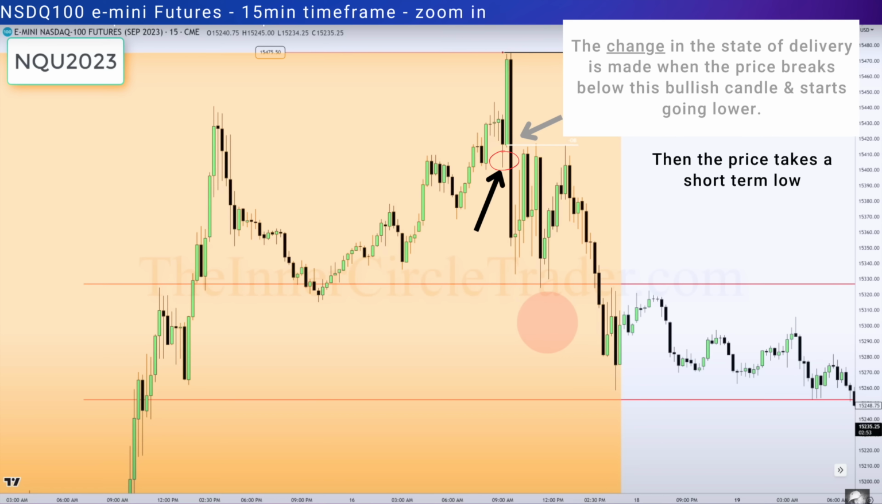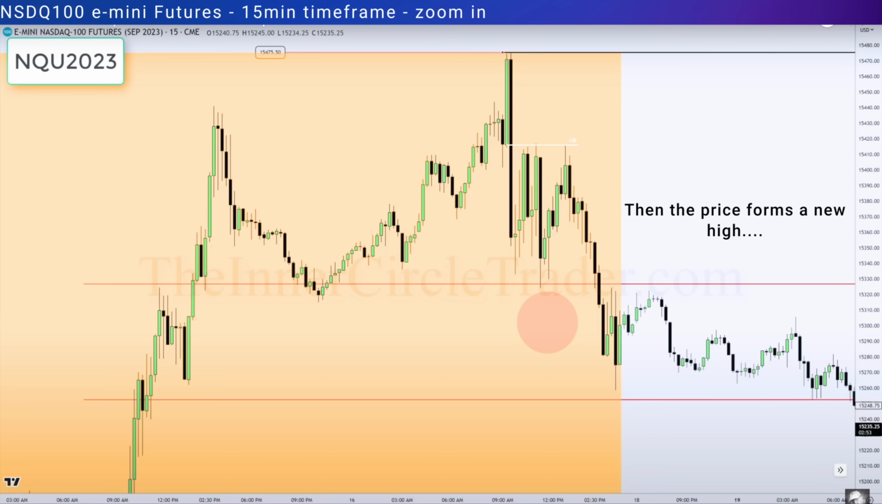Then the price, by going lower, takes a short-term low, which we can see here with the red circle. Then the price, after going lower, actually forms a new high, which you can also see here with that red circle. And with the high that the price has formed before, it actually has formed for us a fair value gap.